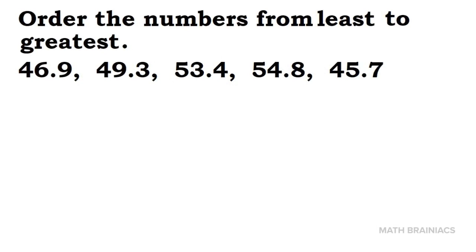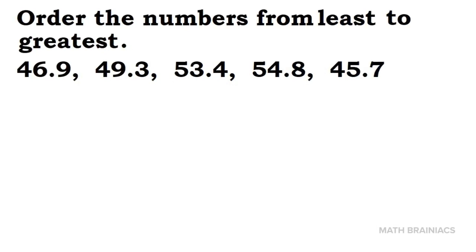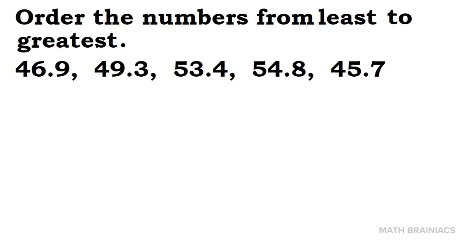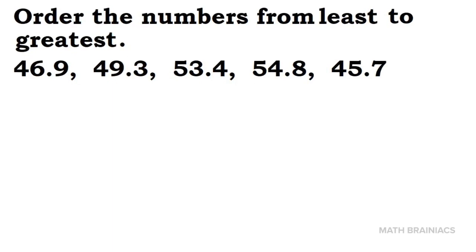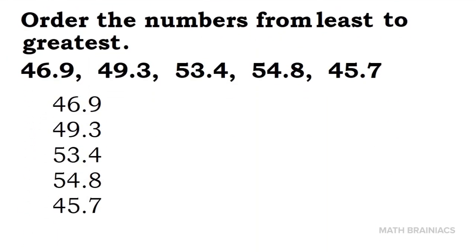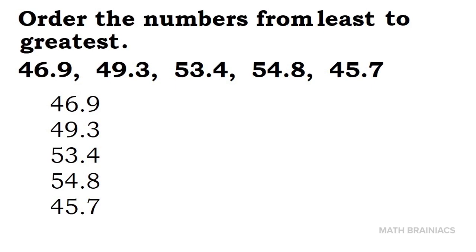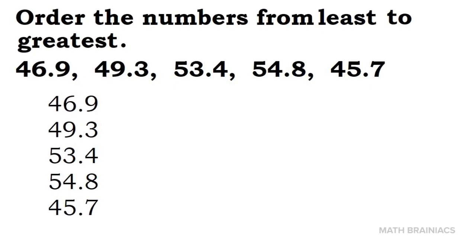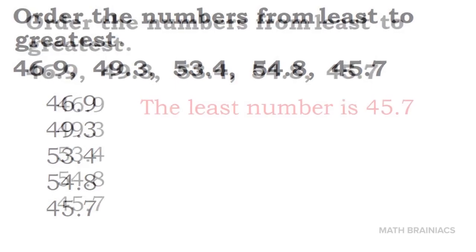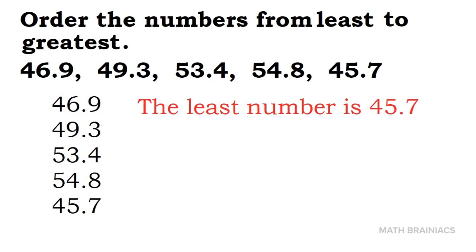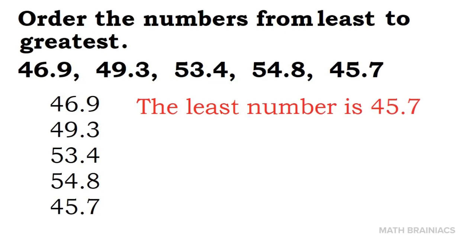Order the numbers from least to greatest. The set of numbers are the same. We're just going to order it from least to greatest. The steps will always be the same. We are going to line up the numbers by their decimal points. We can directly identify which one is the smallest number.